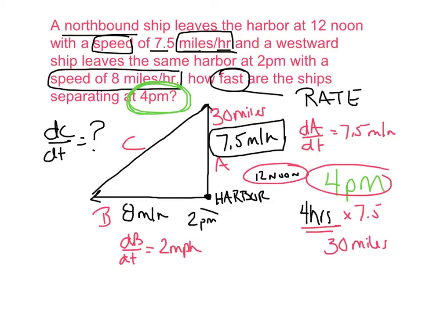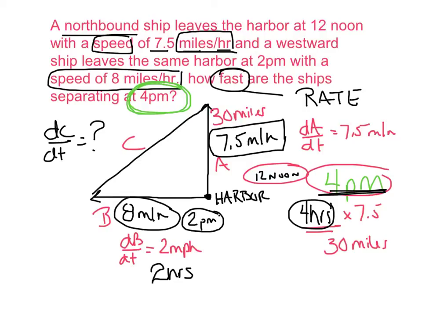However, this guy left at 2 p.m. So from 2 to 4 p.m., how many hours was that? Well, I would say that's 2 hours. And remember, you can go 8 miles per hour, so I would say this is 16 miles.